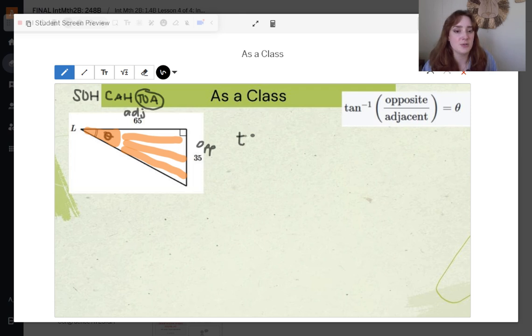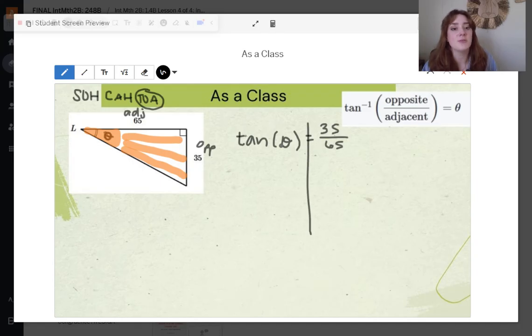Tangent. So the tangent of this unknown theta is equal to, TOA, opposite over adjacent. That's why we go slow.